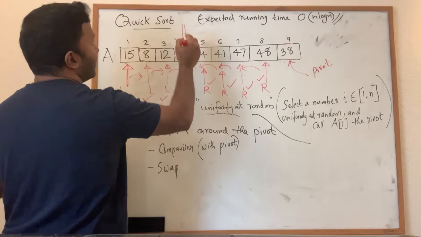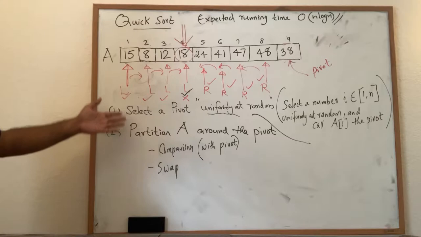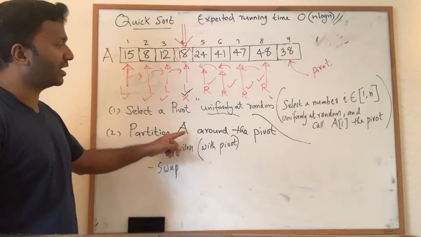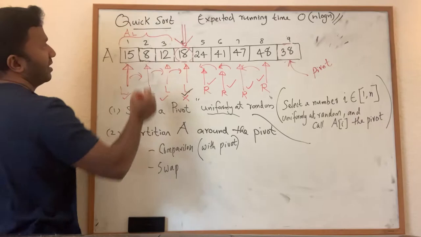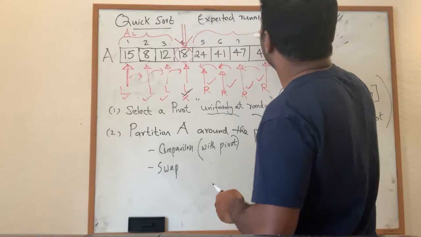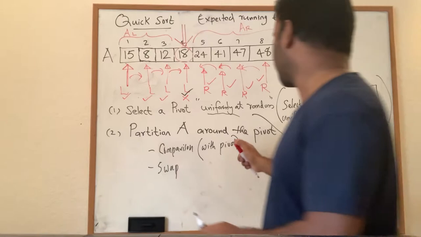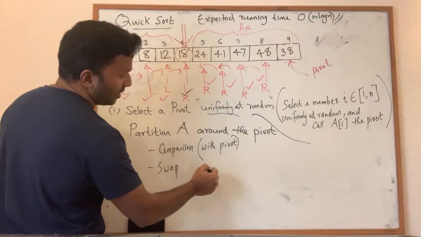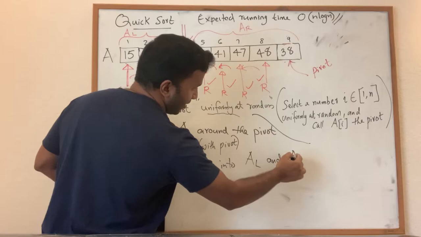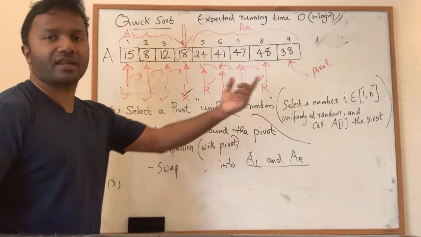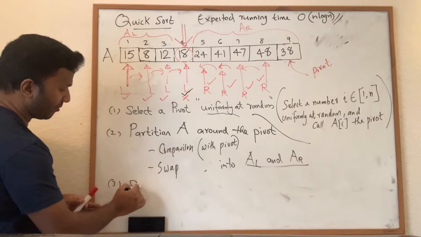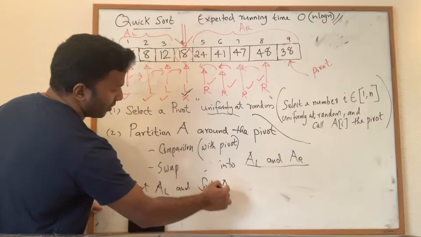Now you can see we have basically achieved what we wanted to achieve. I wanted to partition the array around the pivot. Essentially, I have 18 here, the pivot is here, and I have a left subarray, let's say A left, where everything is smaller than the pivot, and a right subarray, AR, where everything is larger than the pivot. So we partition A around the pivot using these two operations into A left and A right. This is exactly what we have achieved now. And the third step is, all you have to do is sort A left and sort AR recursively, basically using the same steps.